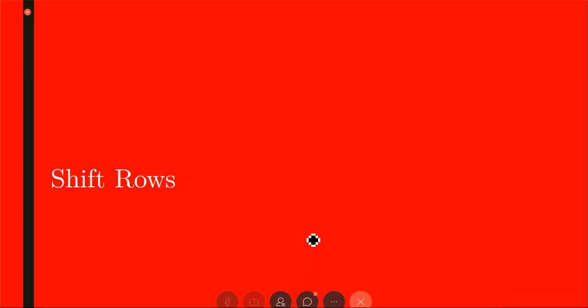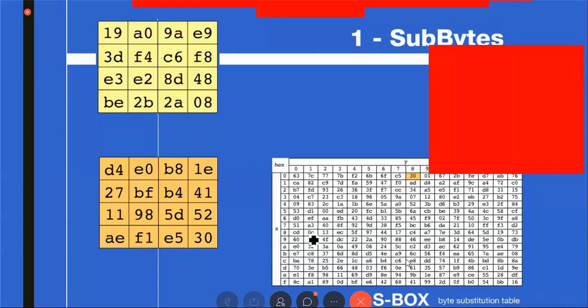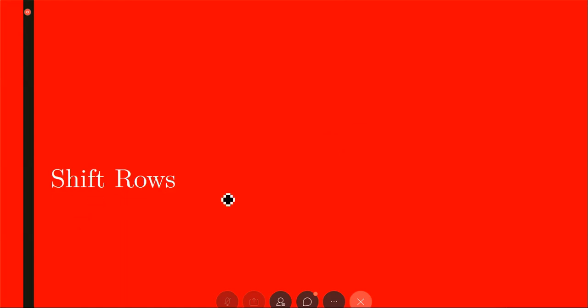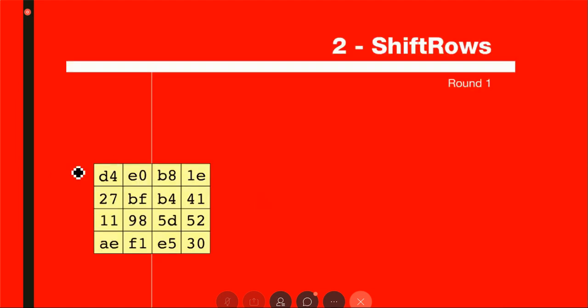Okay. Now that is what happens in substitution by bytes. The next operation is shift rows. You can understand from the name that the operation here will be on the rows of the matrix. The algorithm is very beautiful. Nothing big happens here; this is all that happens.